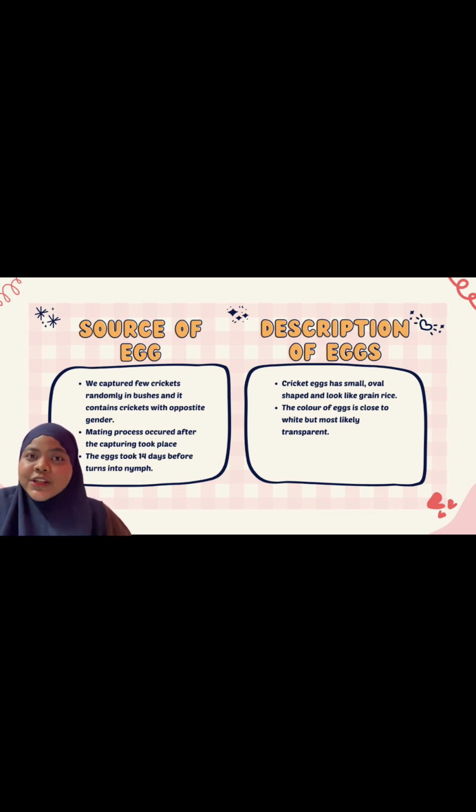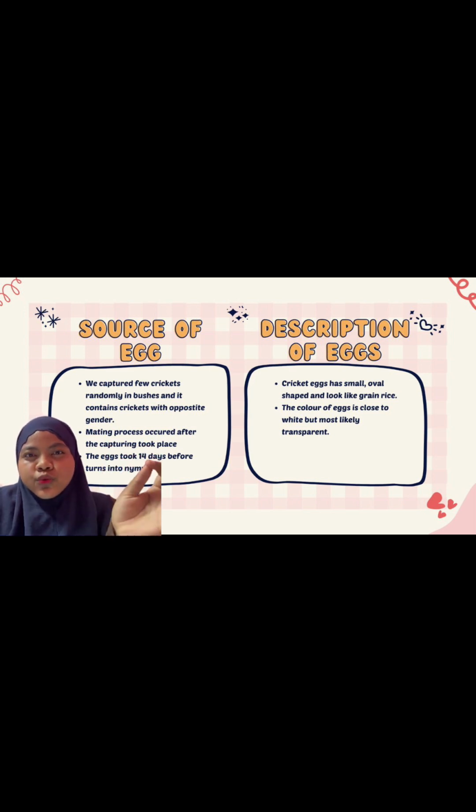As I mentioned before, we captured a few crickets randomly at the bushes, at the field, that included both genders, female and male. So we put them in a container and the mating process occurred after the capturing took place. Then the female laid eggs, and the eggs took about 14 days or 2 weeks before turning into nymphs.